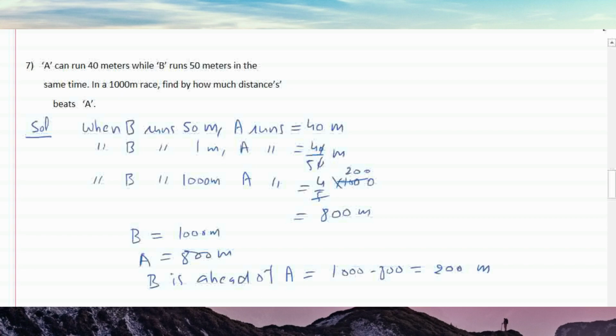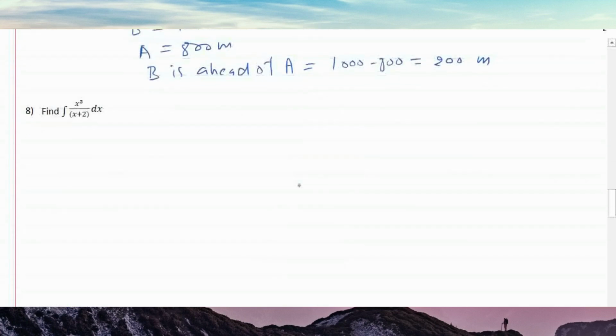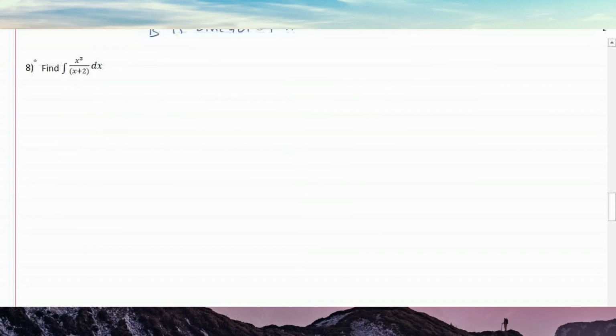Again a very easy question to tackle. I think you can understand it. We have another question here, children, that is from integration. Again a very easy question, children, nothing to do. Here you have to integrate x cube over x plus 2 dx.